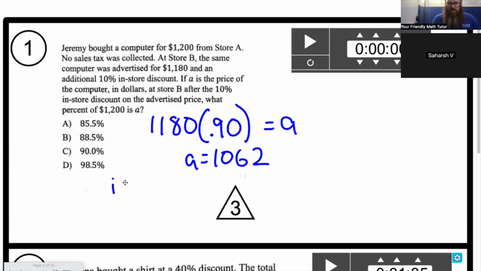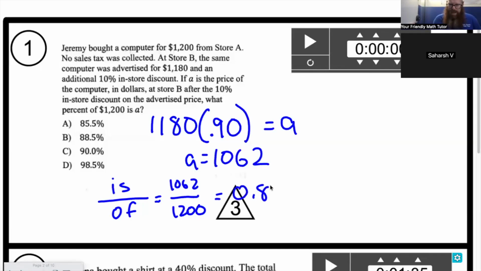And then it says, what percent of 1200 is A? So typically when you do these, if you have trouble, you can always think of it as is over of. So A is 1062 of 1200. And then if we just divide them, that's 0.885. And they actually want that in percentage form. So that's just 88.5%.